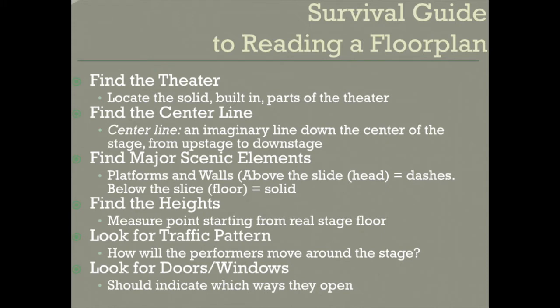Survival guide to reading a floor plan, continued. Find the theater. Locate the solid built-in parts of the theater. Find the center line. The center line is an imaginary line down the center of the stage from upstage to downstage. Find major scenic elements, platforms and walls. Above the slide head equals dashes, below the slice floor equals solid. Find the heights. Measure from the real stage floor.